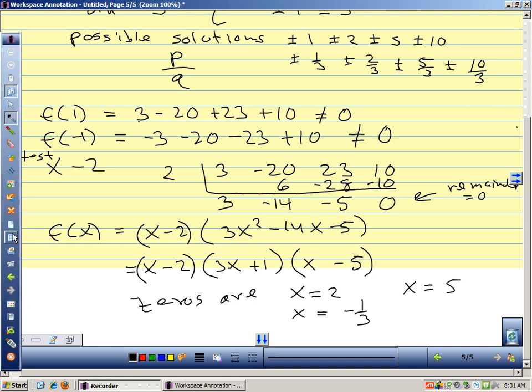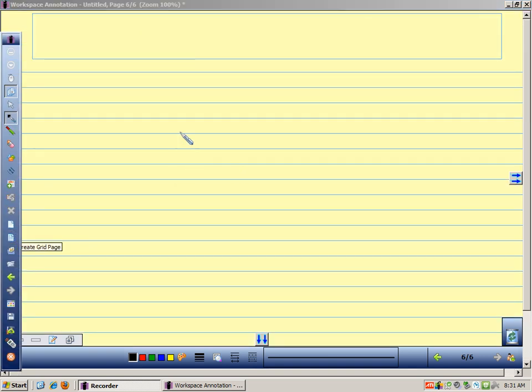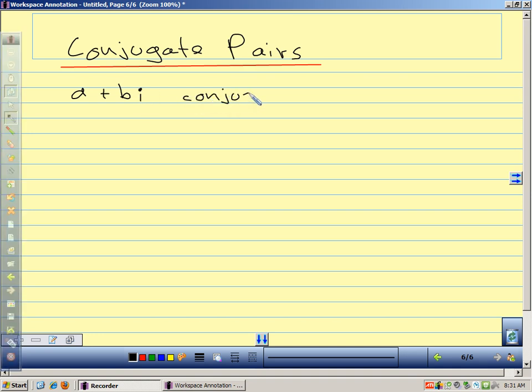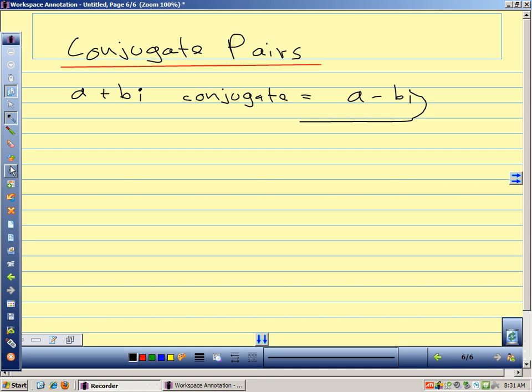All right, the last piece of information is conjugate pairs. So let's remember, what is a conjugate? If we have a complex number a plus bi, the conjugate equals what? A minus bi. We change the sign on the imaginary part.